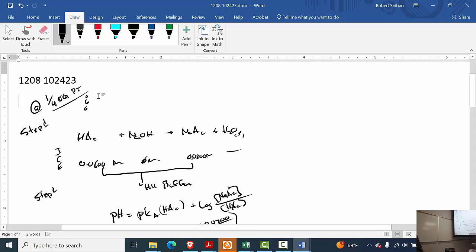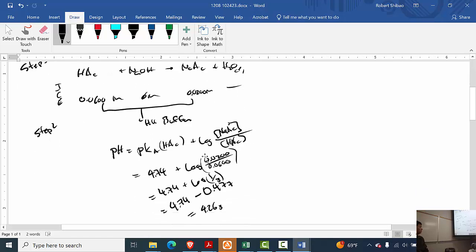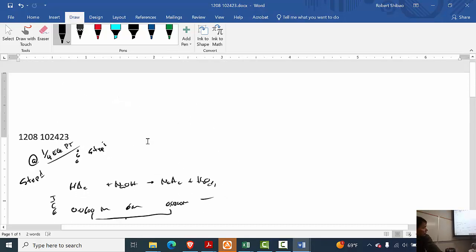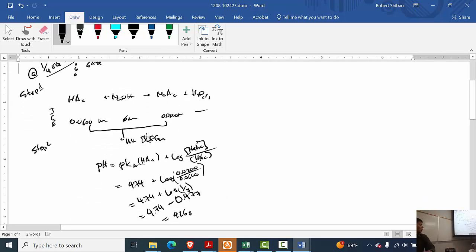So we did it at the 1/4 equivalence point. We did step I, and then step 1, and then step 2, which is the Henderson-Hasselbalch. When we're in the buffer region, I'll show you this shortcut that we can do. The buffer region.